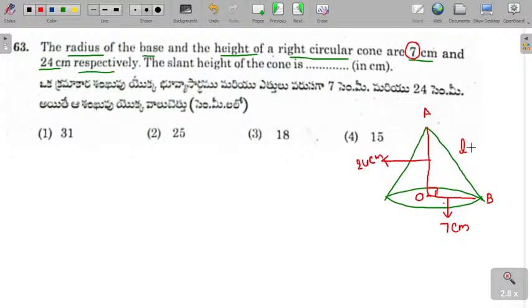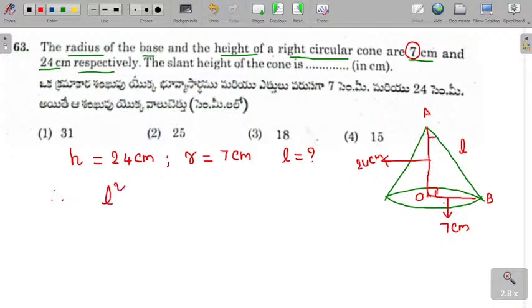Now the slant height we need to find out. So my dear students, what is given here? Height of the cone h is equal to 24 centimeters. Clear? Base radius, which is denoted by r, is equal to 7 centimeters. L is the question. So we have this relation.